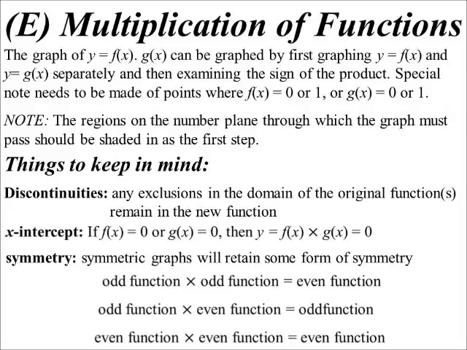But it might change. The middle one's interesting. Odd times even gives you odd. And the top one, you multiply two odd functions together, you actually get an even function. So basically, if they're the same type of function, when you multiply them together, you get an even function. If they're different types, you'll get an odd function.